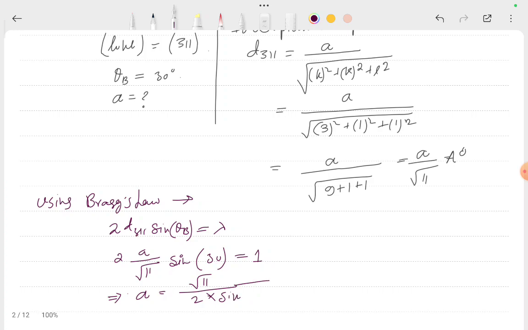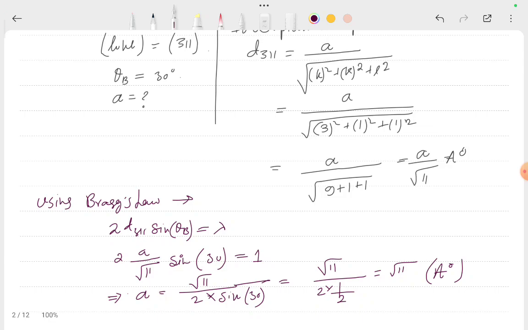Sin 30 degrees is half, so we get root 11 upon 2 into half, which gives the value root 11 angstrom. Okay, root 11. We get the value of the lattice parameter. So this is the way we can calculate the lattice parameter.